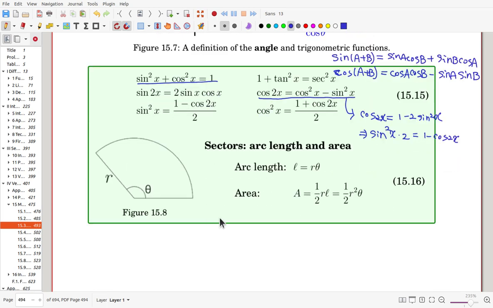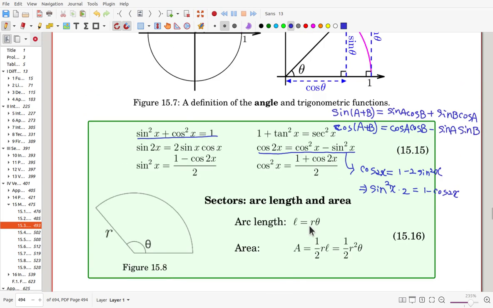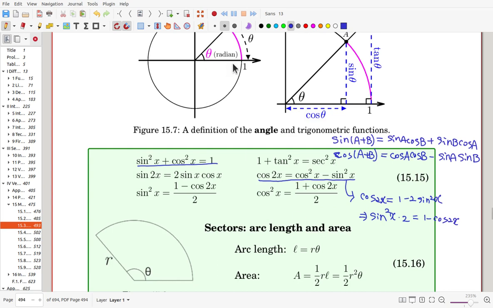Now consider sectors, arc length, and area. We already know that once the angle is theta, then the arc length is theta. Now, once the radius is r rather than 1, then it is r times. Once it is 1, the arc length must be theta. However, there is r, which means it is scaled r times. So again, the arc length must be r times scaled. So the arc length is r theta.